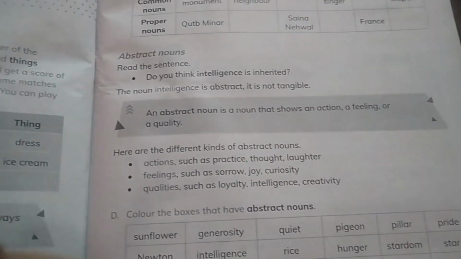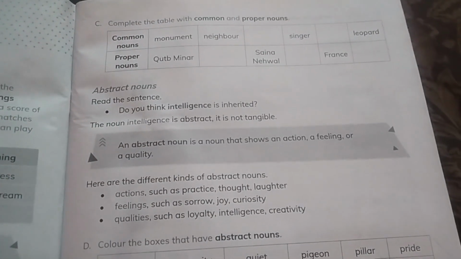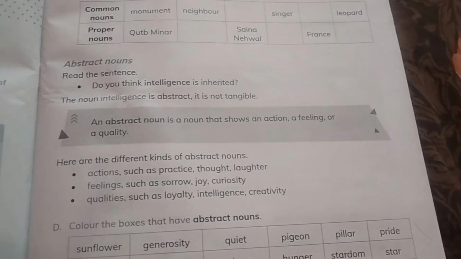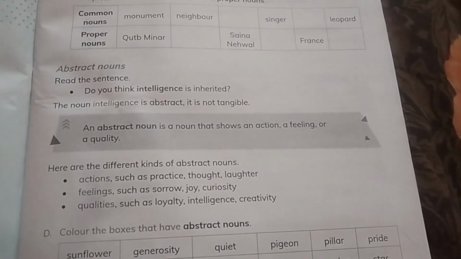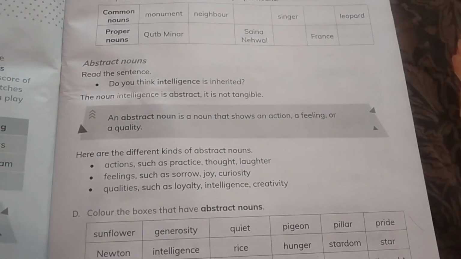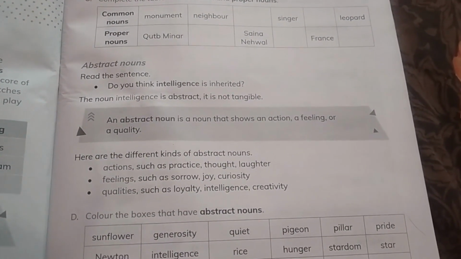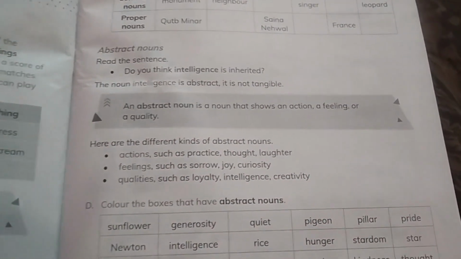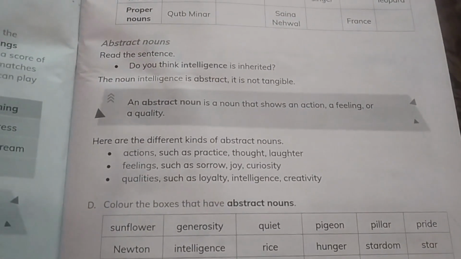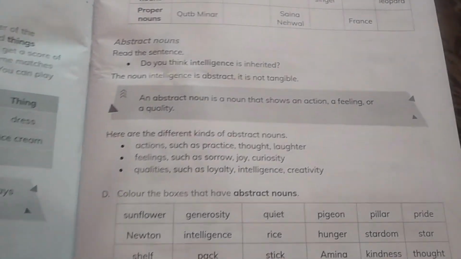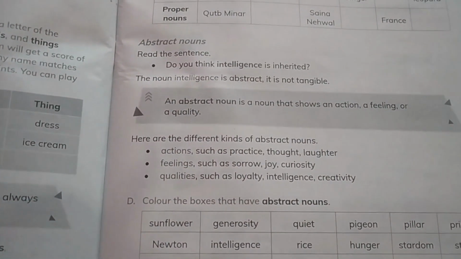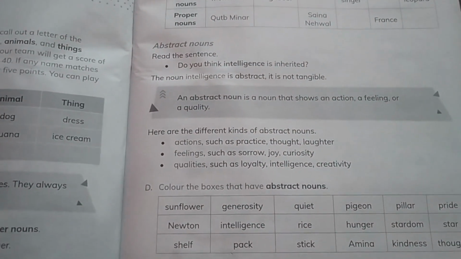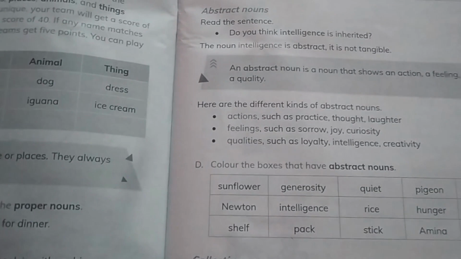What you need to remember when we talk about abstract nouns is that nouns that name ideas, concepts, qualities, feelings, or states, or a thing which cannot be touched or seen, are called abstract nouns, because we have already learned this in our previous classes. So here are the different kinds of abstract nouns, as you can see here.